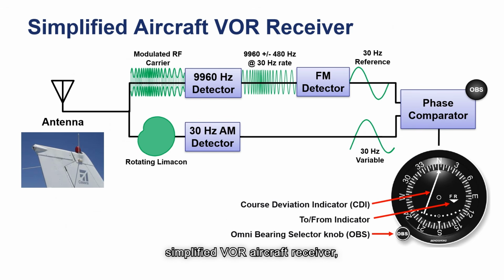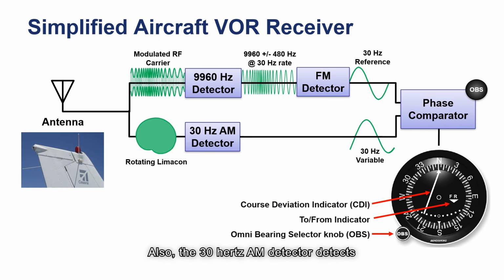Let's now review a simplified VOR aircraft receiver, beginning with the modulated RF carrier coming in from the aircraft antenna, hitting the 9960 Hz detector, stripping the RF carrier, leaving only the audio component, and then the FM detector removes the frequency modulation and distills it down to just the 30 Hz reference signal.